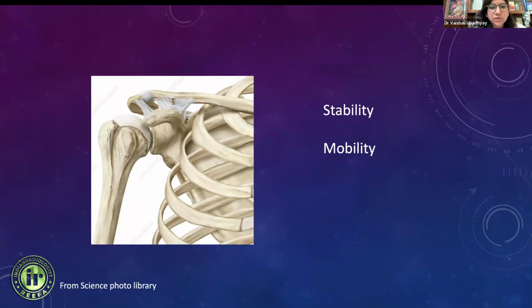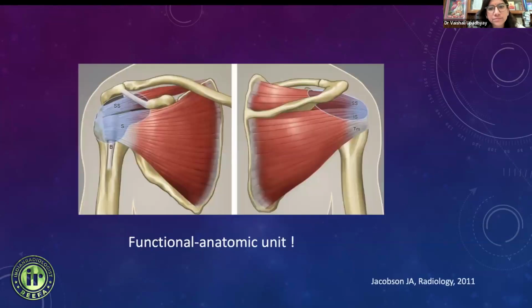Now, there are two types of stability which are important to us, maintained by different structures. Some structures give static stability to the joint, and they include the osseous structures, the joint capsule, and the labroligamentous complex. And then there is the rotator cuff, which gives dynamic stability to the shoulder joint. So we have four rotator cuff muscles, as you already know. They are supraspinatus, infraspinatus, teres minor, and the subscapularis.